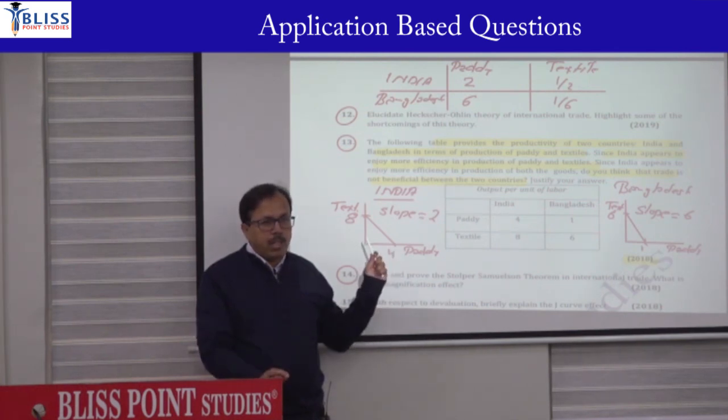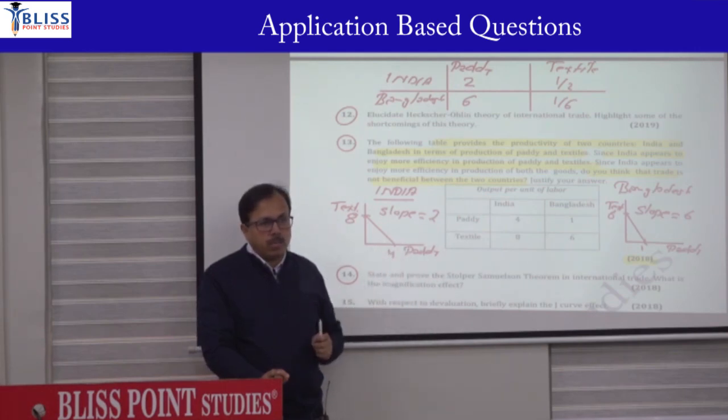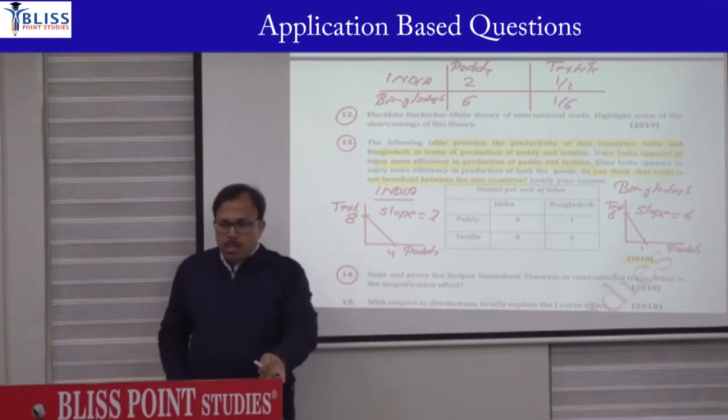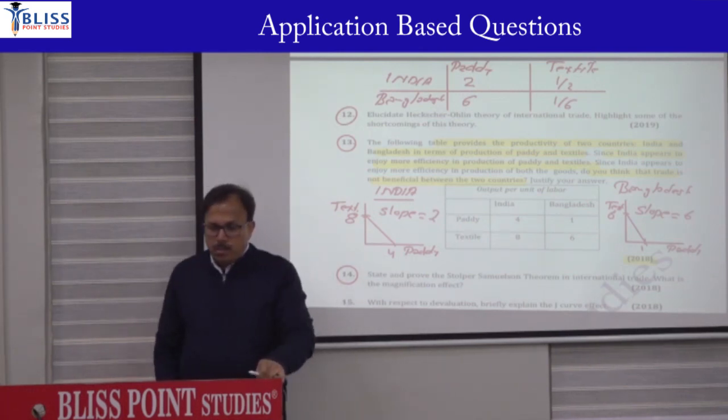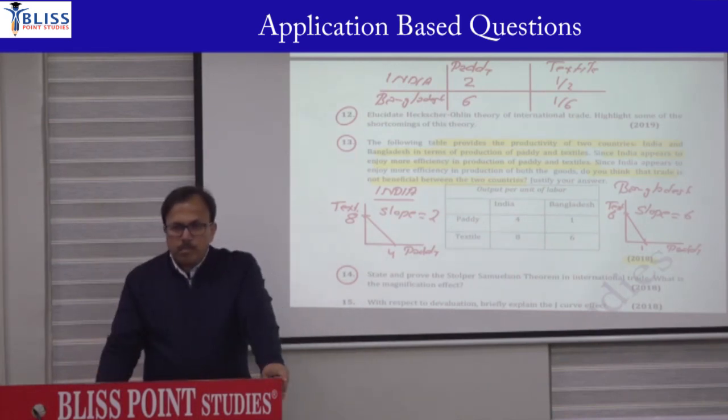So what is the pattern of trade here? India is specializing in paddy, so India will export paddy in exchange for textile. Write that in the next paragraph. Since India will produce only paddy, it is complete specialization.